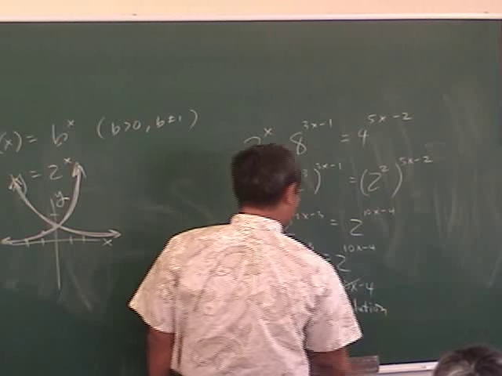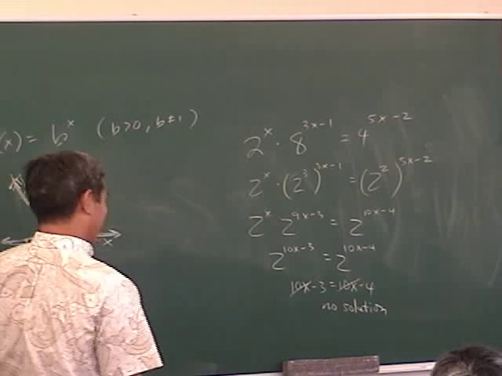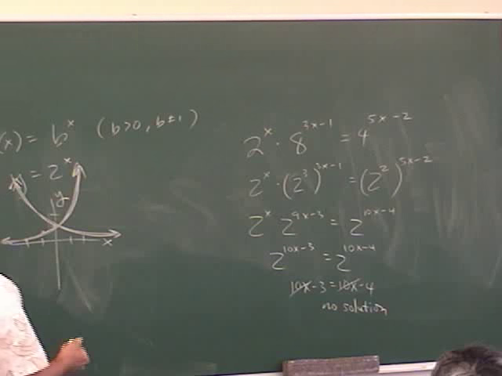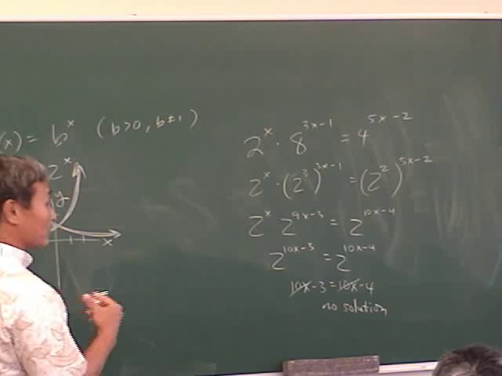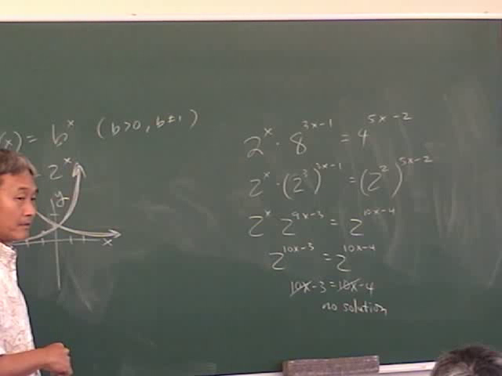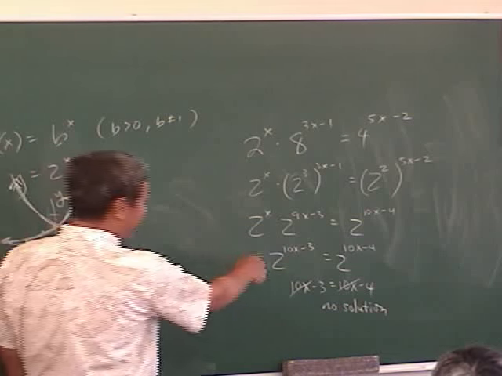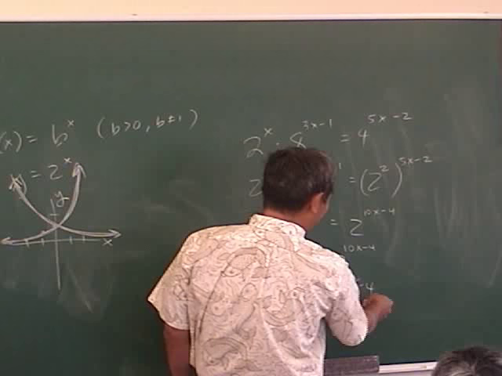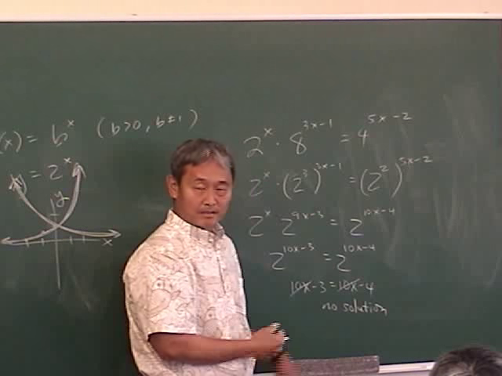I didn't want the x's to cancel out, but it did. But that's okay. Anyway, if the x's cancel out, that just means the answer is either going to be no solution or all real numbers. If all the variables canceled out and you were left with a true statement, then the answer is all real numbers. In this case, no solution.